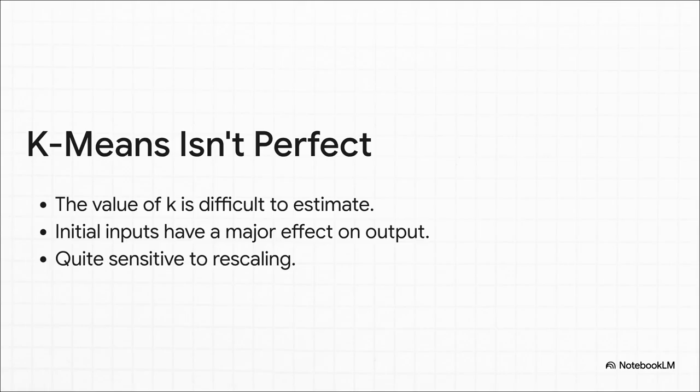Also, remember how the algorithm starts by placing its centers randomly? Well, that means you can actually get different final clusters if you run the exact same process multiple times. It's not always consistent. And finally, it can be pretty sensitive to the scale of your data, which just means you often need to prep your data a bit to get the best results.